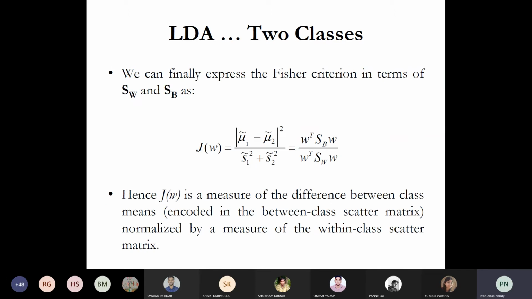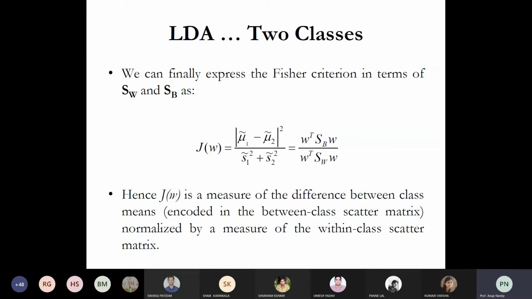Main name, you will have to find a W in such a way that these things will be optimized. So now you can finally express the Fisher criterion function in terms of the SW and SB. So now your J(W), the objective function, can be written as W transpose SB W over W transpose SW W. Now your J(W) is a measure of the difference between the class means. Okay, class means, this is encoded in the between-class scatter matrix, which is normalized by the measure of the within-class scatter matrix.